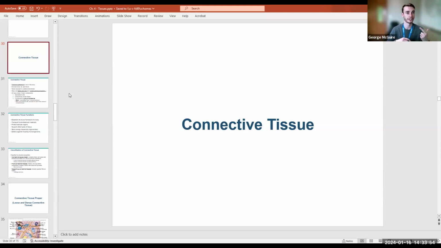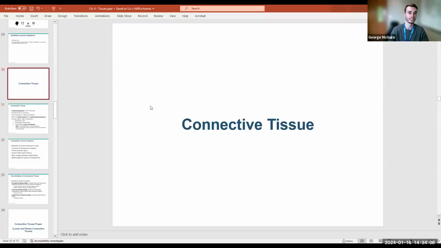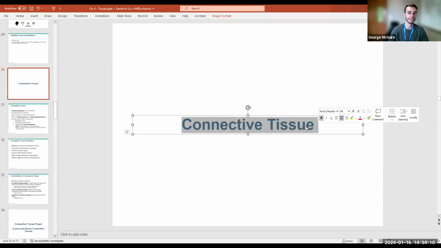So bone and cartilage are technically connective tissue here. Blood is technically connective tissue. The tendons and ligaments, which connect those things to each other, those are all parts of connective tissue or types of connective tissue.